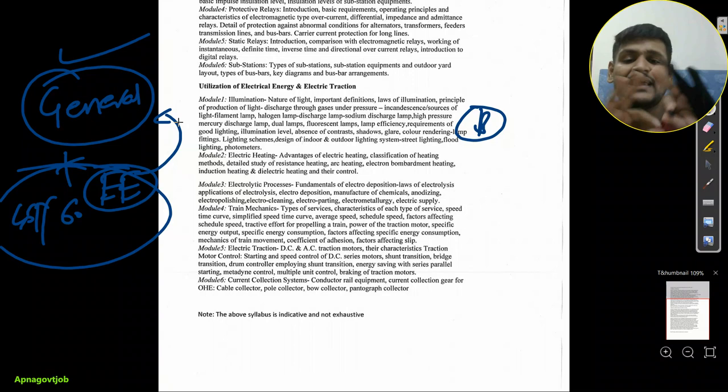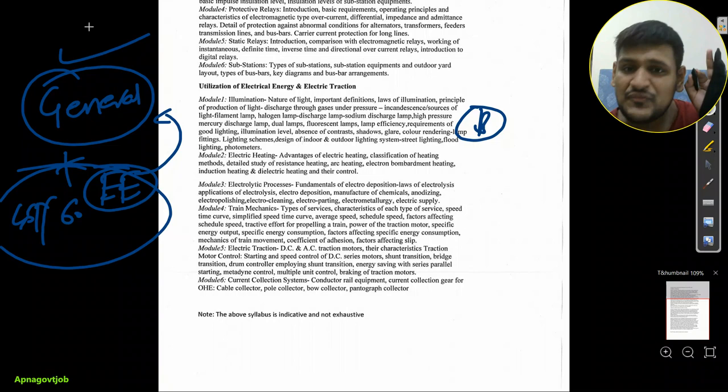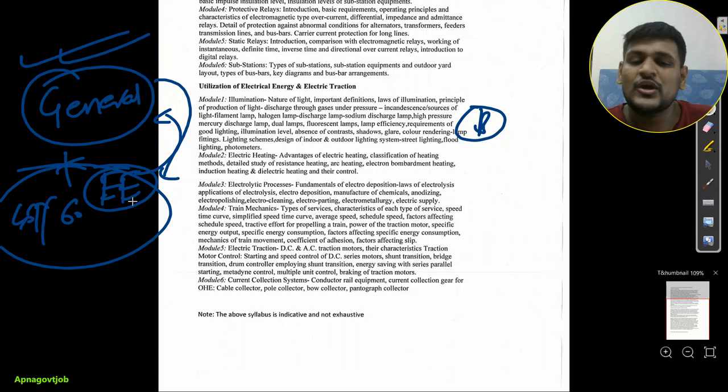Don't start with electrical engineering technical, because definitely the extra subject will be there and you will face problems. So first, with full energy, we will start with the general part, then switch to technical, and then whatever time is left you can do the extra topics. Now there is no negative marking, so attempt all questions. Do not forget to attempt all questions, as there is no negative marking. This also you should know.